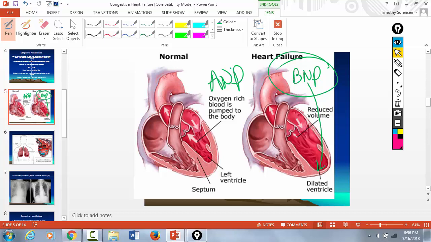So now, this test is relatively new, probably within the last 20 years. So when I was a nurse, they didn't have BNP. So if someone comes in and they have shortness of breath, one of the things they'll draw is a BNP level to see if their shortness of breath is related to heart failure. Say yeah.